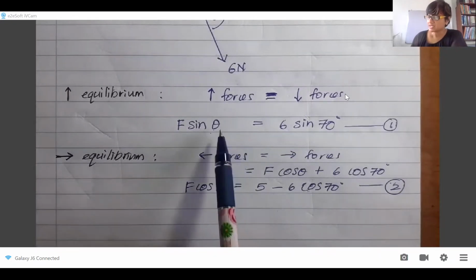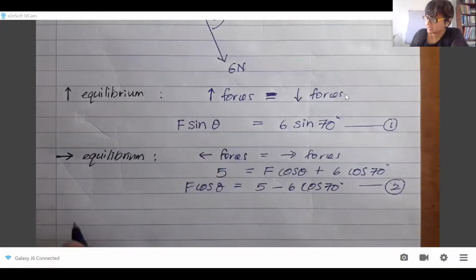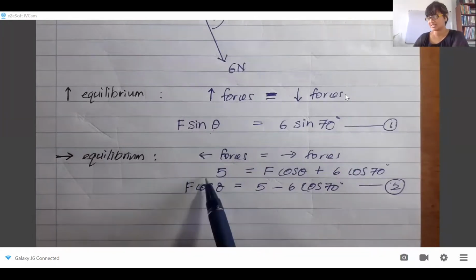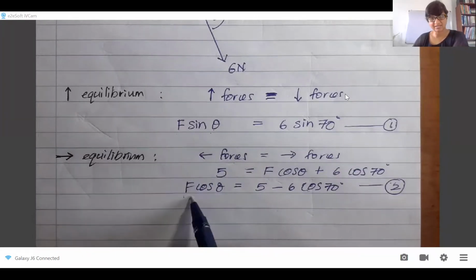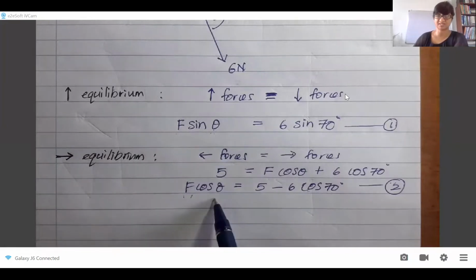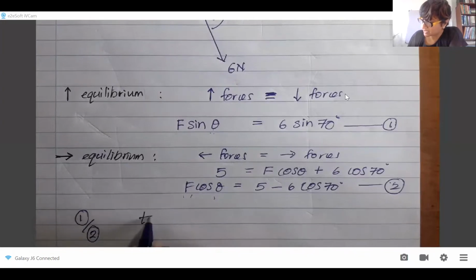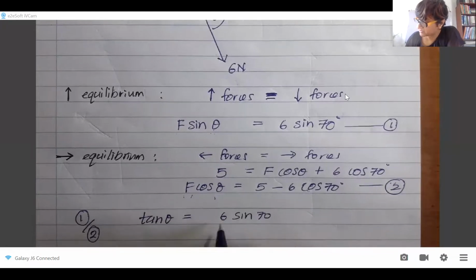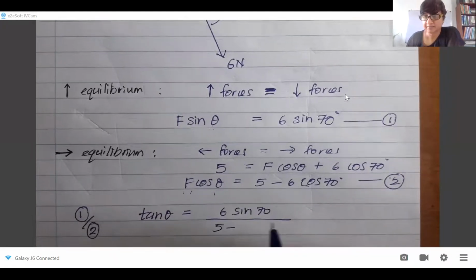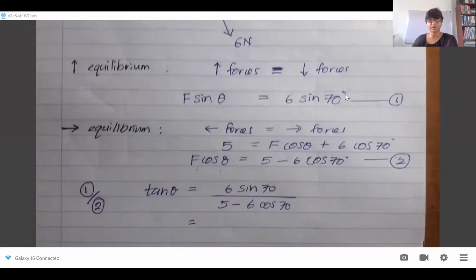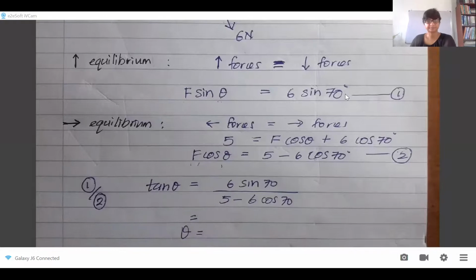A common way that you have to do it, and you can only do it if you have something similar to this: the same force that will get cancelled off here, and one sine theta and one cos theta. Then you can divide. 1 divided by 2 would give you tan theta. That is 6 sine 70 divided by 5 minus 6 cos 70, and you find this using your calculator. And tell me what finally theta is.